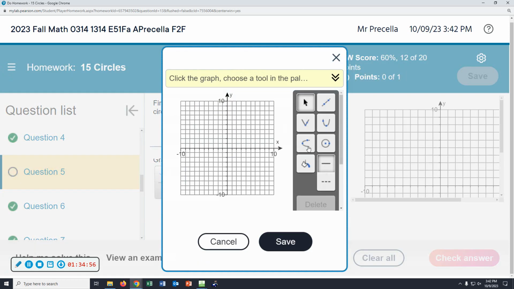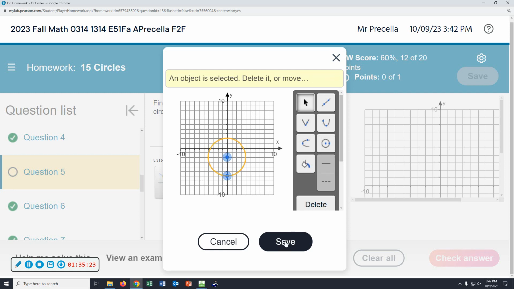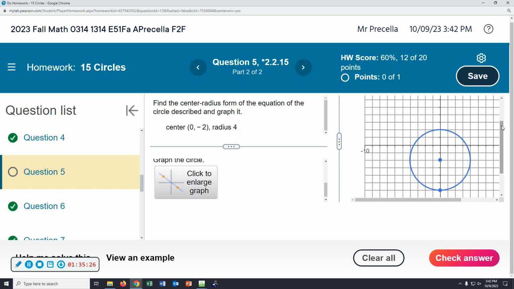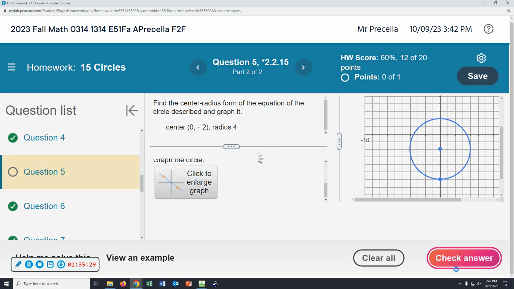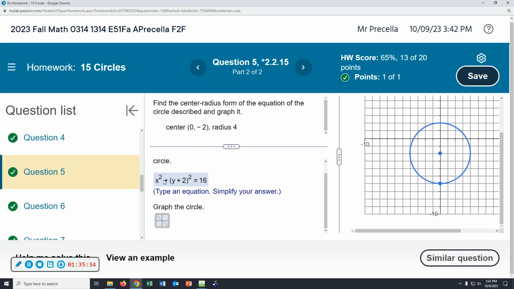Now, click my circle tool. The center was at 0, negative 2. Is that the point I want? Yes. And then the radius was what? 4. So we'll go down 4. 1, 2, 3, 4. We were at negative 2. We went down 4. We're at negative 6. Yeah, that looks right to me. And here it is. Any questions?